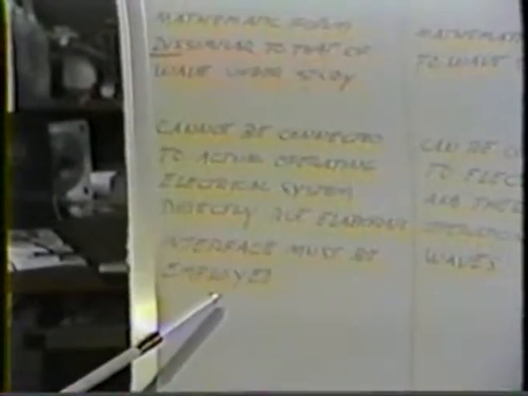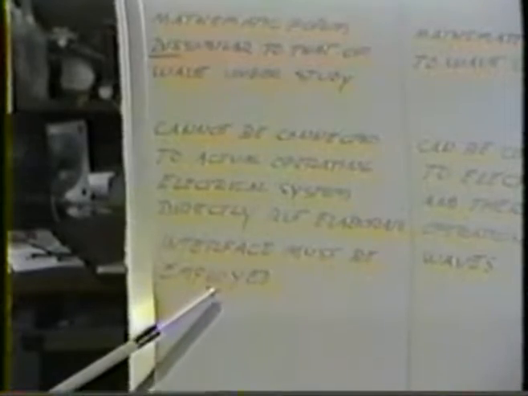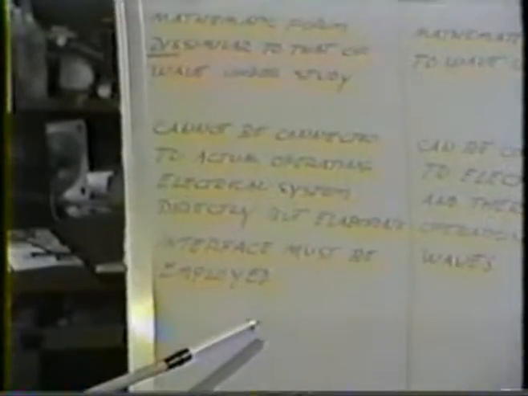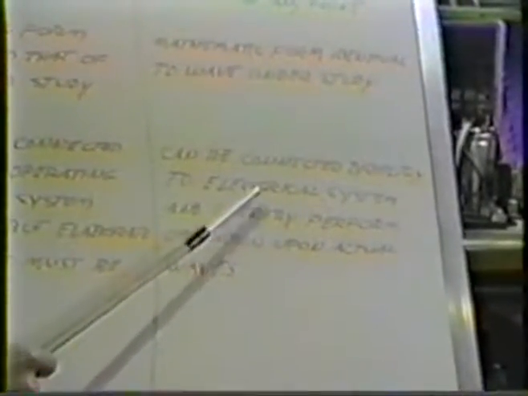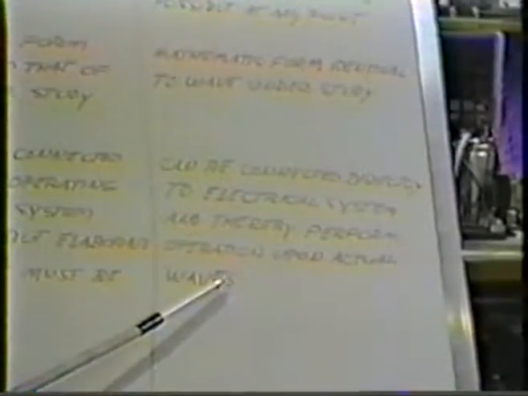And a digital computer cannot be connected to an actual operating electrical system directly, but an elaborate interface must be employed. So you're not really getting a direct relationship between what you're doing. Its interconnection must be used. While an analog computer can be directly connected to the electrical system and thereby perform operations upon actual waves.